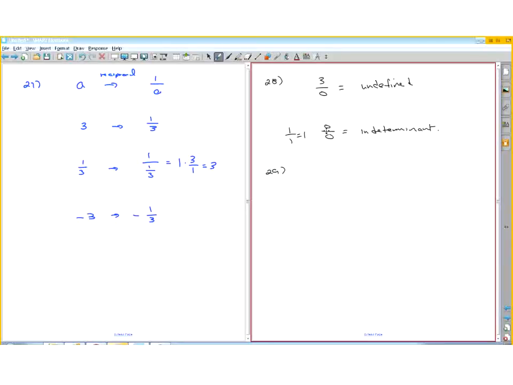Okay, 29, 0 divided by a number. 0 divided by any number is still 0. You have 0 things and you break it up into 100 parts, you still have 0. So 0 divided by any number is 0, and it doesn't matter whether it's positive or negative. So if you have 0 divided by -5, it's still 0.